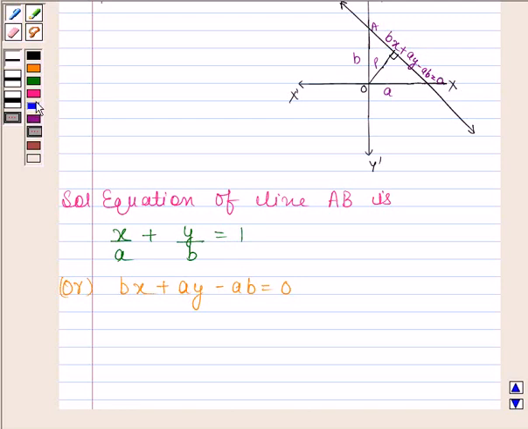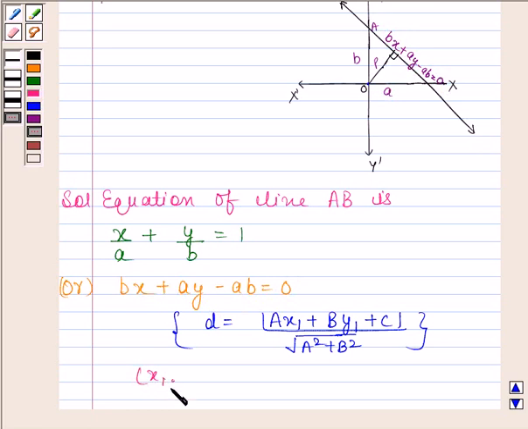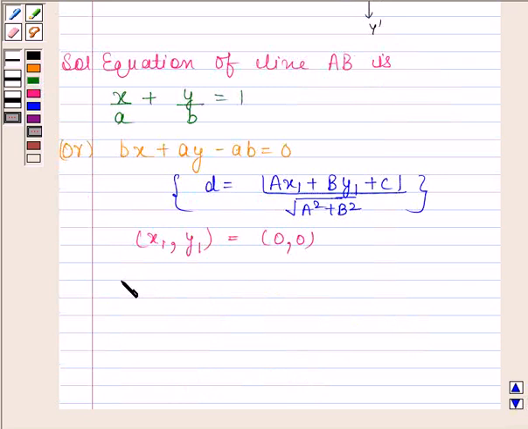We know that distance of a point x1, y1 from the line ax plus by plus c is equal to 0 is given by mod of ax1 plus by1 plus c upon square root of a square plus b square. Now here the line is bx plus ay minus ab is equal to 0 and the point x1 y1 is 0, 0. So distance of AB from the origin is mod of b into 0 plus a into 0 minus ab upon square root of b square plus a square.